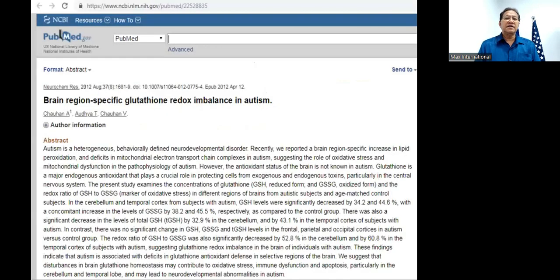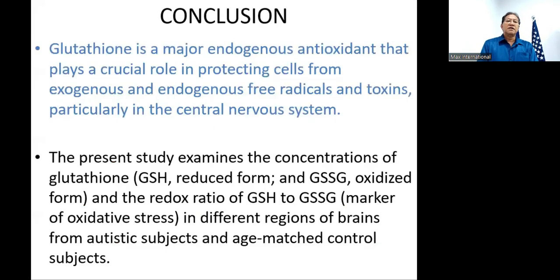Then another study, brain region-specific glutathione redox imbalance in autism. Conclusion: glutathione is a major endogenous antioxidant that plays a crucial role in protecting cells from exogenous and endogenous free radicals and toxins, particularly in the central nervous system. The present study examines the concentrations of glutathione, right, the GSH and GSSG, and the redox ratio of GSH to GSSG, as explained earlier on, in different regions of brains from autistic subjects and age-matched control subjects.